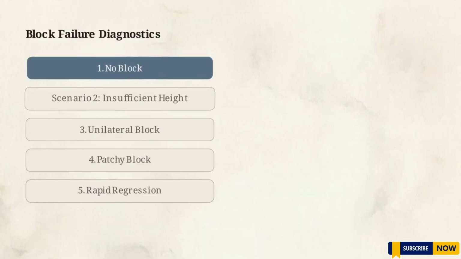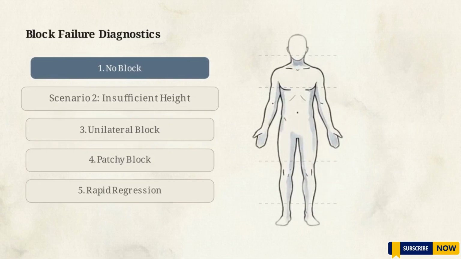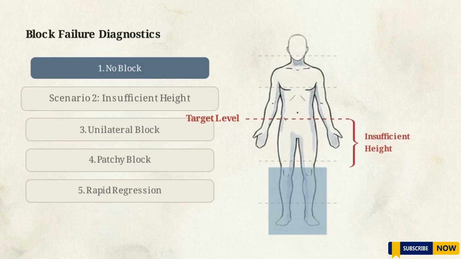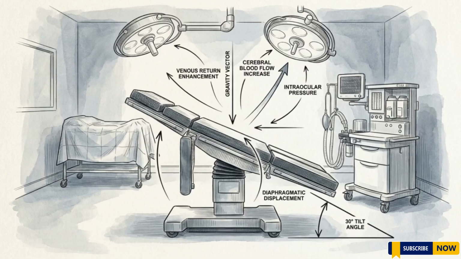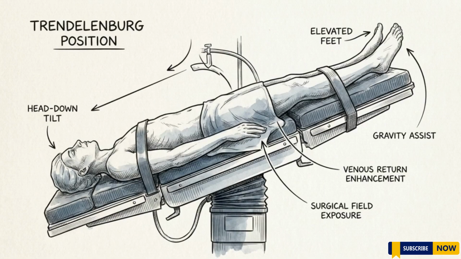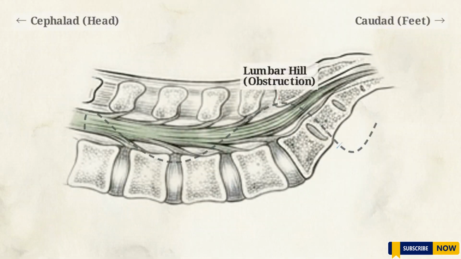This brings us to Scenario 2, a spinal block of insufficient height, where the anesthetic fails to reach the required dermatome level for the surgery. Physical causes include a lumbar puncture performed in too low an interspace, anesthetic leaking at the needle-syringe connection, or an anatomical barrier preventing diffusion. The primary countermeasure to this problem is utilizing gravity and postural manipulation to physically steer the injected drug. When a hyperbaric formulation is used, the specific protocol is to place the patient in the Trendelenburg position. This 3D model shows the musculoskeletal mechanics.